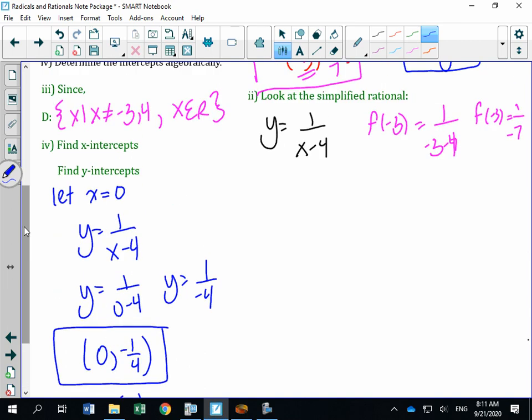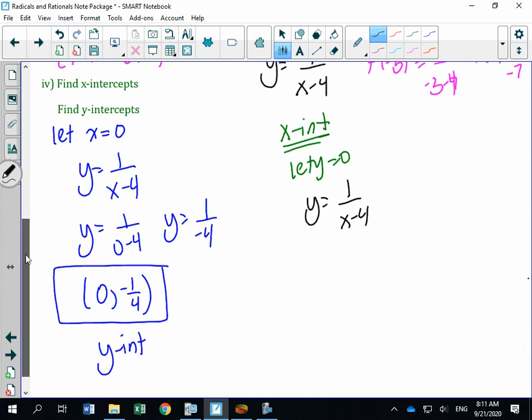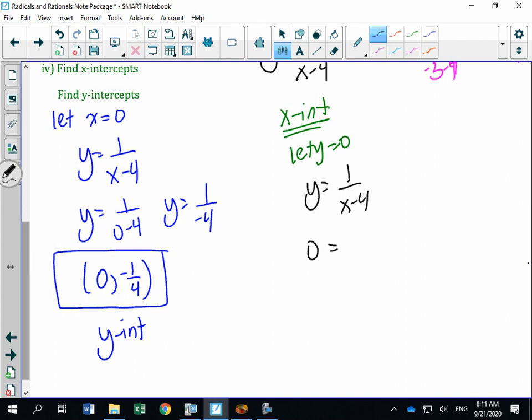For the x-intercept, what we do is we let y equal 0. In my simplified equation, I had 1 over x minus 4. I'm going to let y equal 0, so 0 is equal to 1 over x minus 4. If I cross multiply, I have 1 is equal to 0 times x minus 4, which is 0. And this we know is not equivalent.